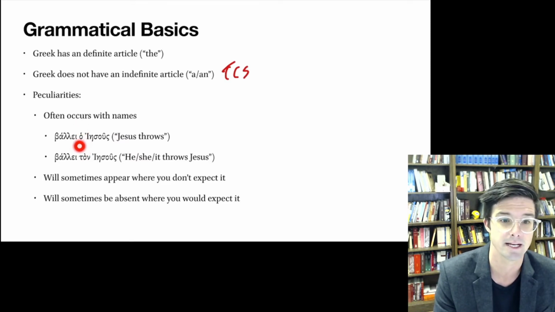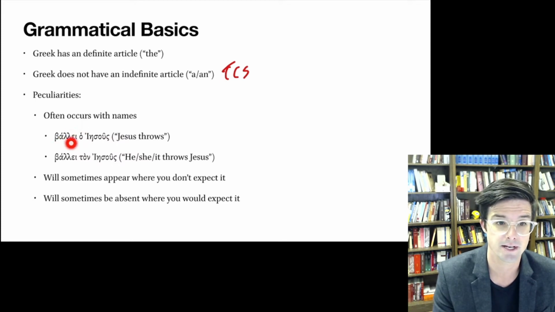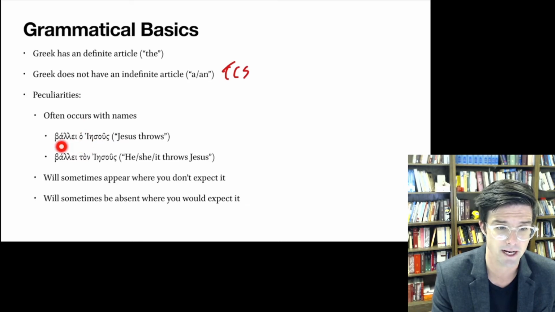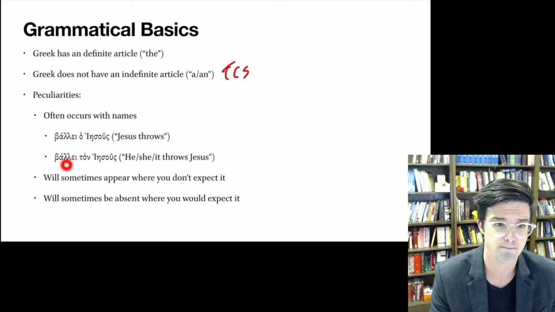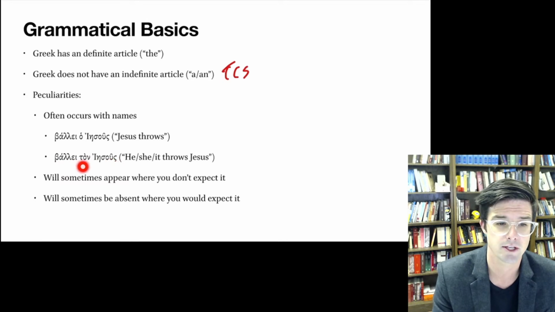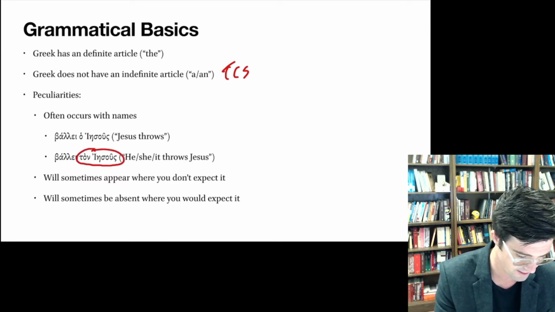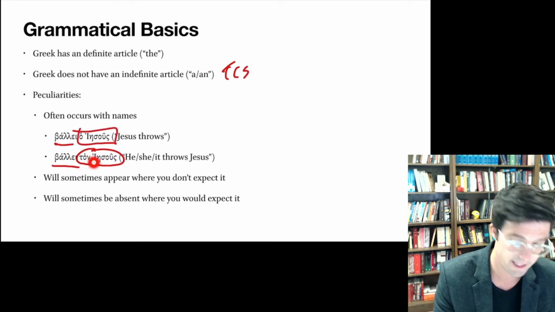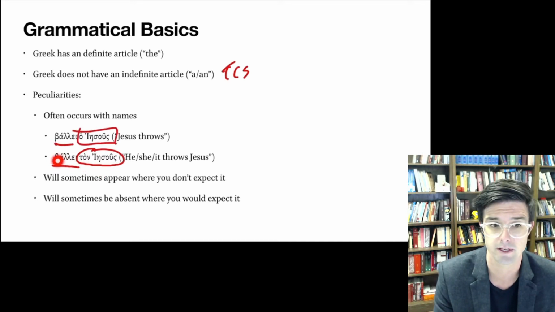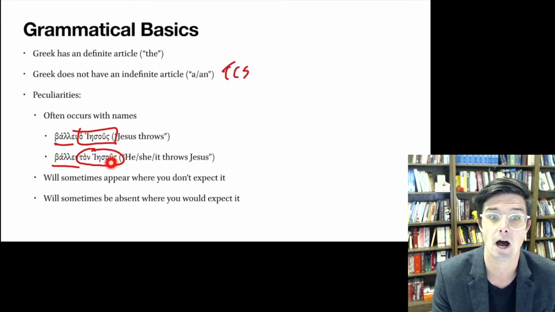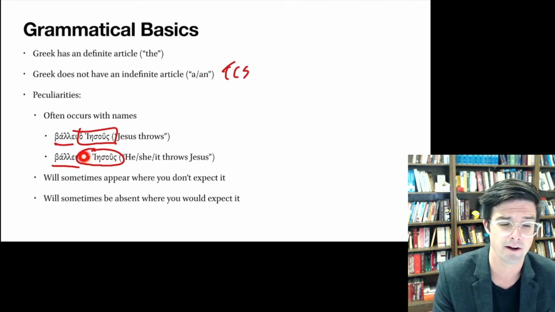So this sentence means "Jesus throws," with the nominative singular definite article right here. So Jesus is the subject, the one doing the throwing, whereas bale ton Iesus, with the accusative article right here, indicates that Jesus is the object of the throwing. So as I mark sentences, they would look like this. So our second one would be "he, she, or it." We don't know who the subject is. It's not given to us in the sentence. "Throws Jesus." Jesus here is the object of the throwing.